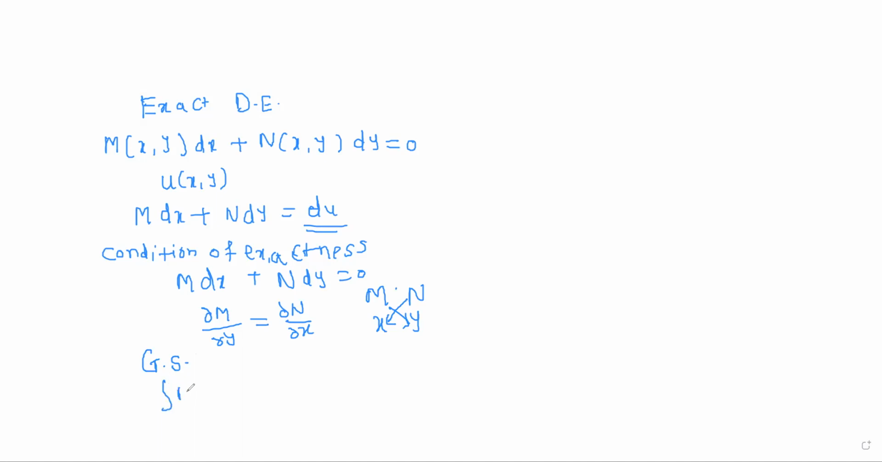It is nothing but integration of M dx, where you have to treat y as a constant, because M is having both x and y, so from that you have to keep y as a constant, plus integration of terms of N not containing x, dy is equal to c.